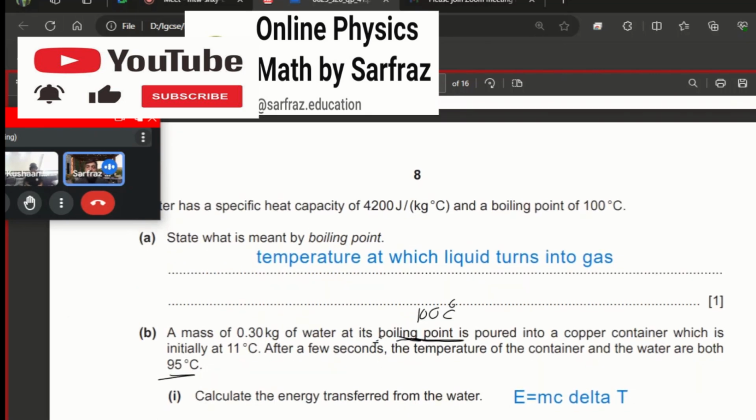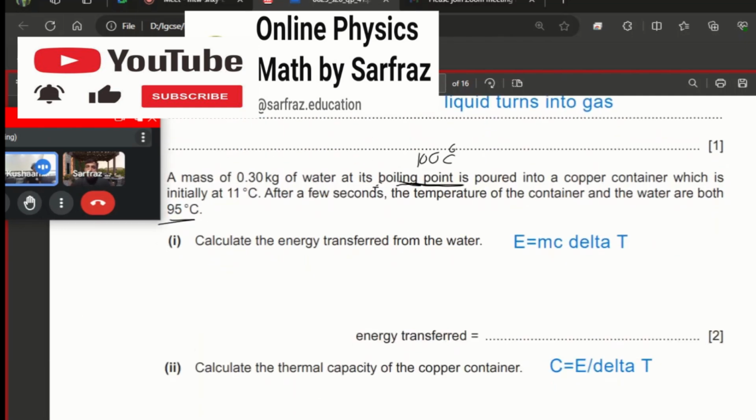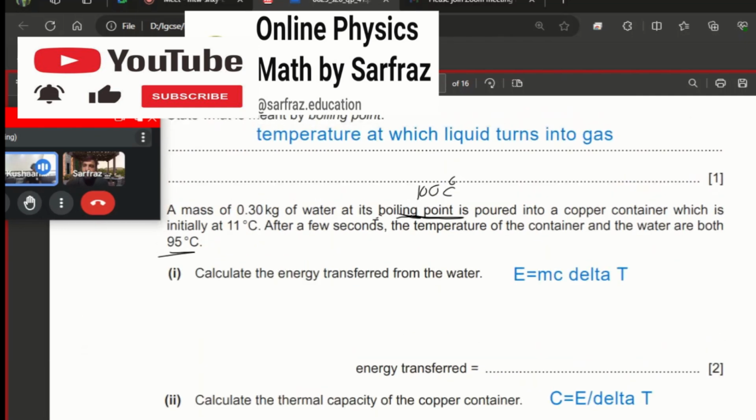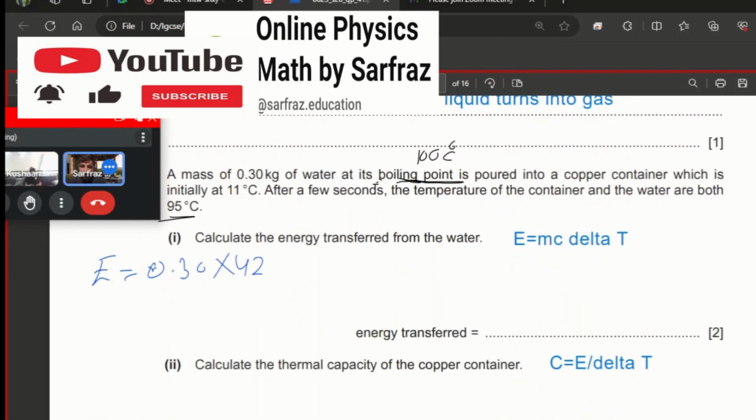Calculate the energy transfer from the water. So how will you calculate energy transfer from water? Energy E is equal to m c delta T. So energy is equal to mass times specific heat capacity times change in temperature. What is m here? m is 0.30. What is c? c is given, which is 4200.